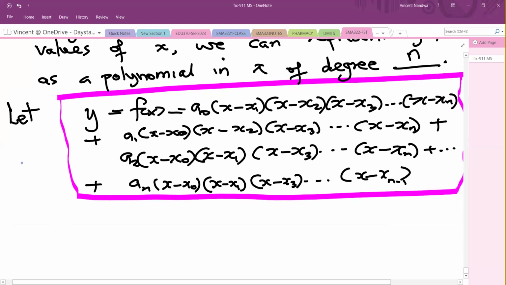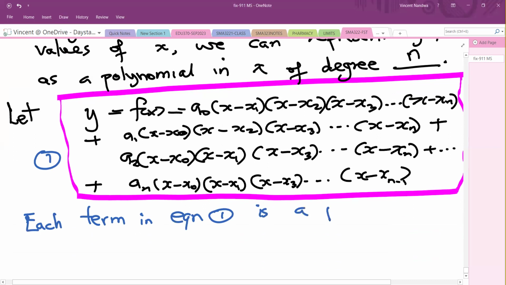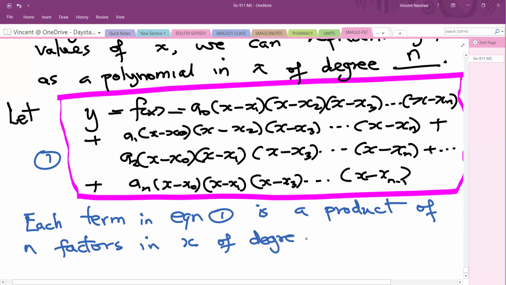So I can make that clearer here. Let's call this one equation 1. Each term in equation 1 is a product of n factors in x of degree n.